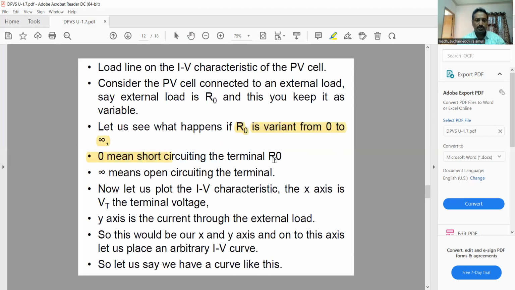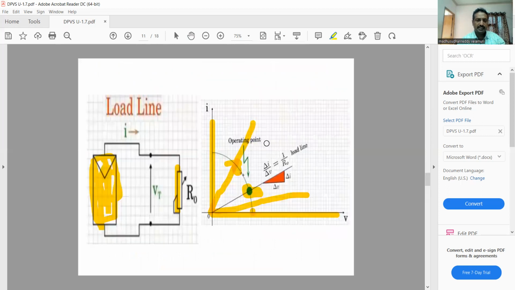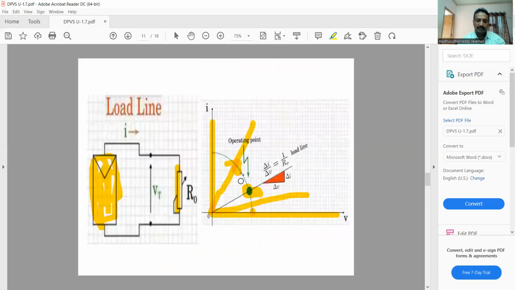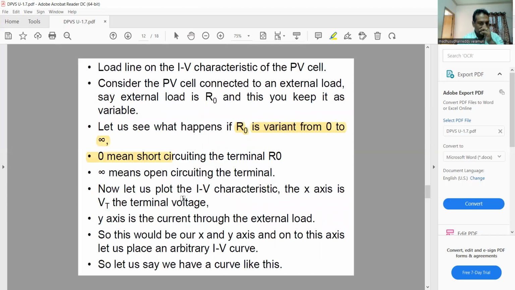0 means short circuiting the terminal R0. Infinity means open circuiting the terminal. See here, this is about the VOC and ISC. Now let us plot the IV characteristic. The x-axis is VT, the terminal voltage. The y-axis is the current through the external load. So these would be the X and Y axes.